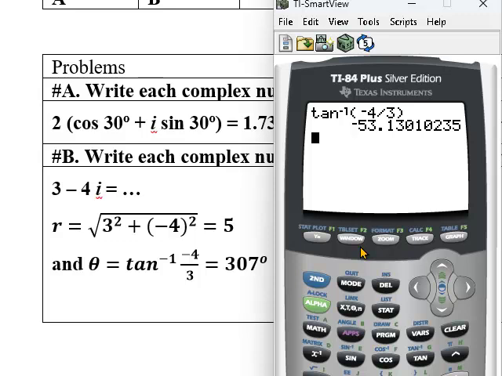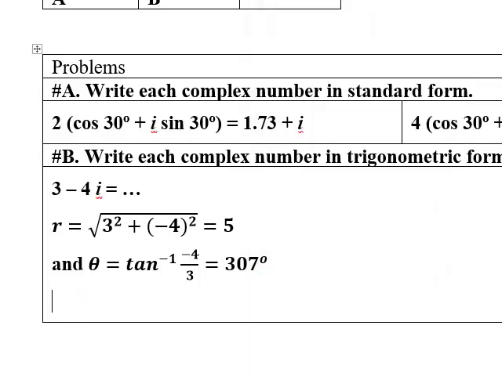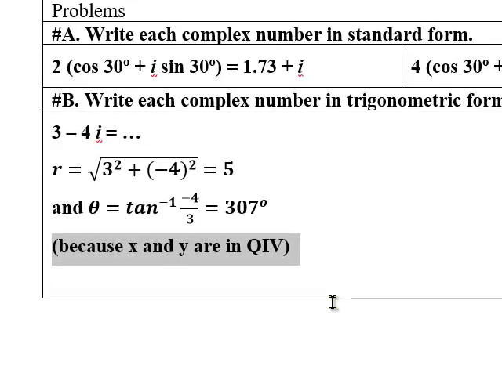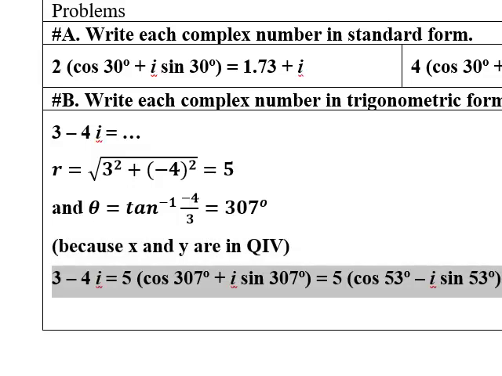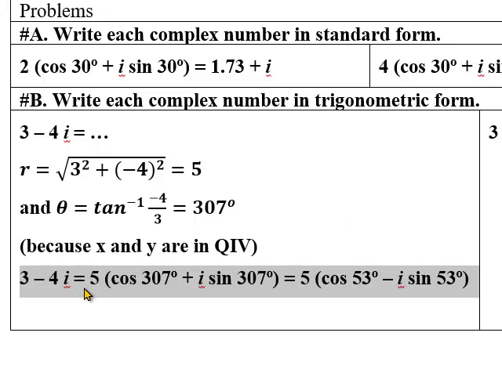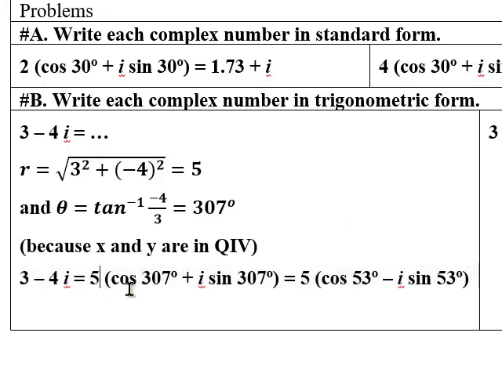And we're in the fourth quadrant, so negative 53 would be correct, but I guess we want to have it as 307 degrees rounded. So therefore, that can be now rewritten. So x and y are in quadrant 4, yeah. That can be now rewritten as such. So 3 minus 4i equals that 5 in the front, the r that we have, and then times parentheses cosine 307 degrees plus i sine 307 degrees.